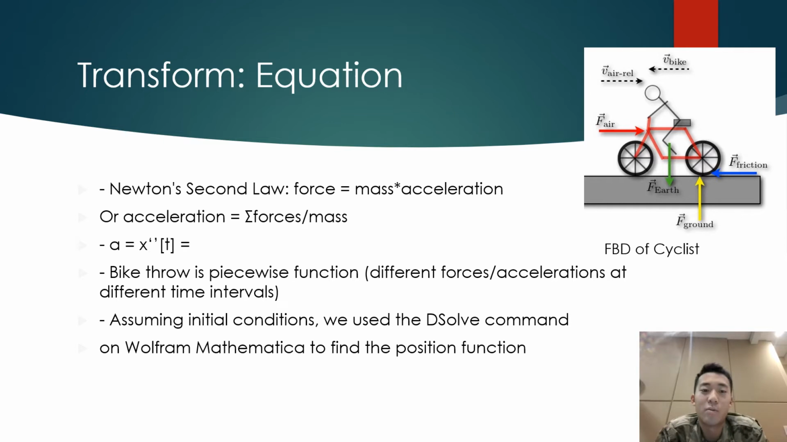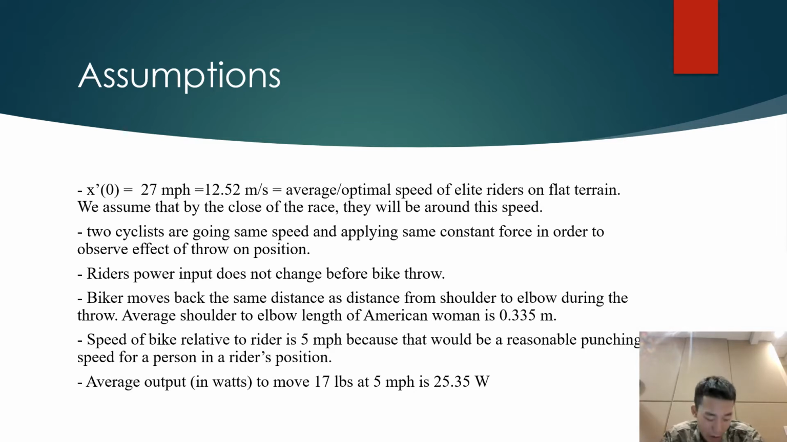So to transform our problem into a model, we're going to be using Newton's second law, which is acceleration equals net force over mass. And if we find acceleration, we know that is the second derivative of position, so we'll be able to find position through that. We'll be modeling the whole bike throw through a piecewise function, as different forces will be acting at different times. And assuming initial conditions, we will use the DSolve command in Wolfram Mathematica to find the position function.